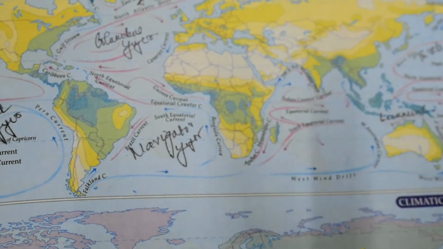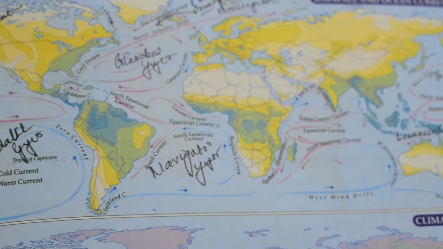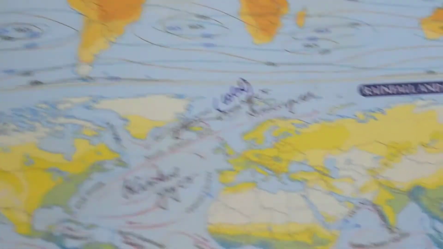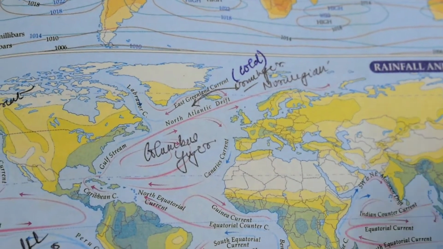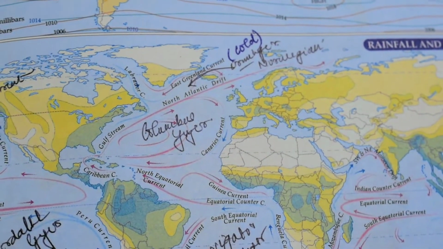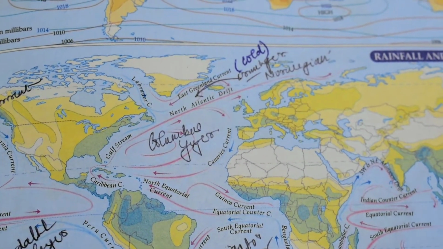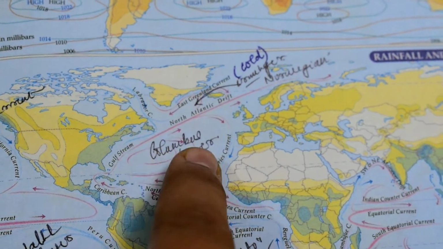I had given you all a task in the previous video lecture to find out the names of the different gyres. So you can see I have written a few names over here for you. This is the Columbus gyre, named after Christopher Columbus, the famous navigator and explorer. This gyre in the North Atlantic Ocean is the Columbus gyre.